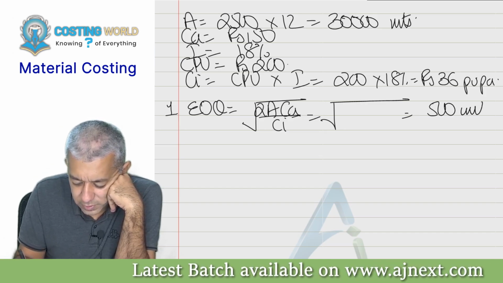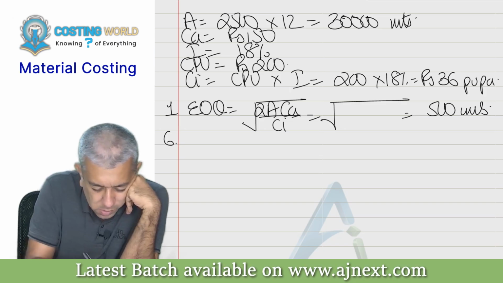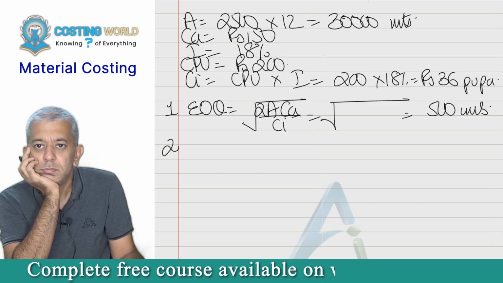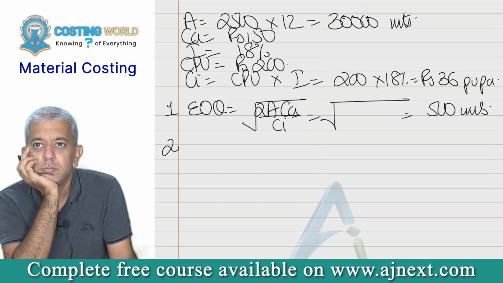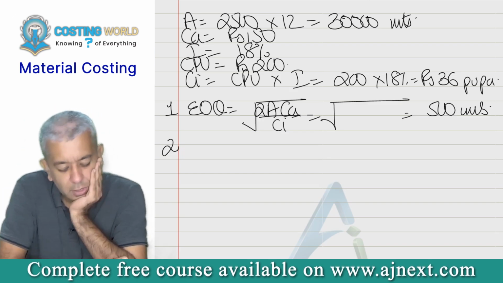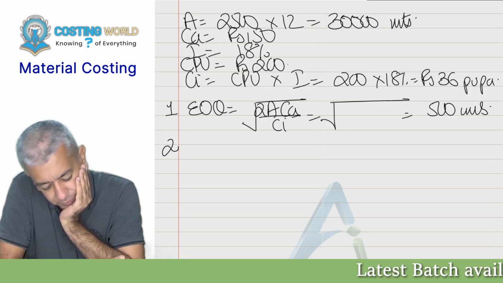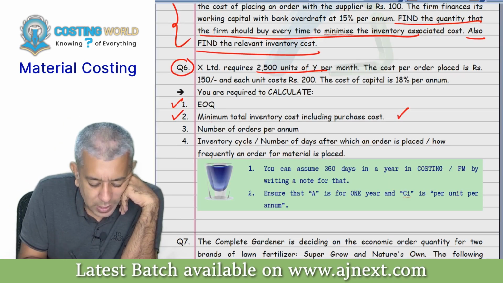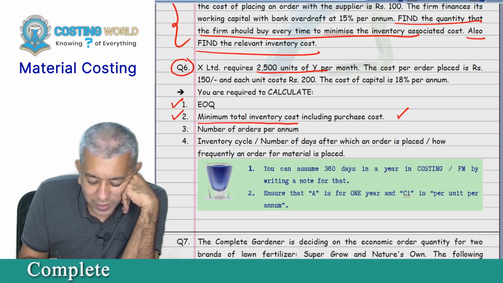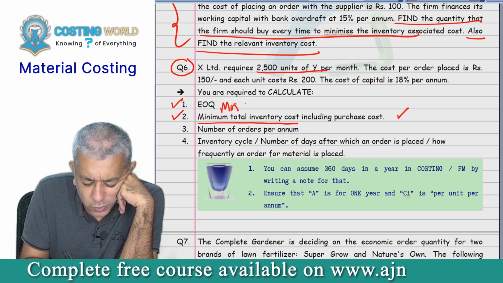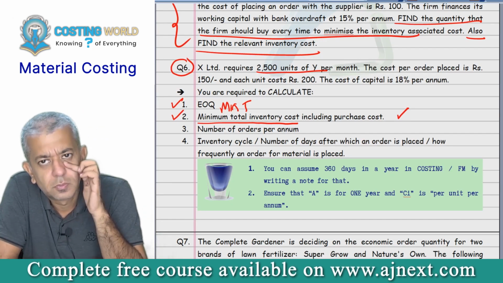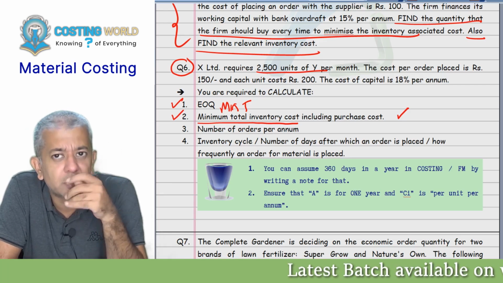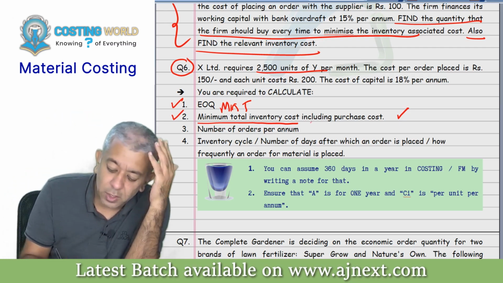Substitute 500 units. Now listen, second part. In the second part, what those guys have asked you is minimum total inventory cost. Can you say those guys want minimum T? Can you say minimum T takes place at EOQ? Is that okay? But they want including purchase cost.